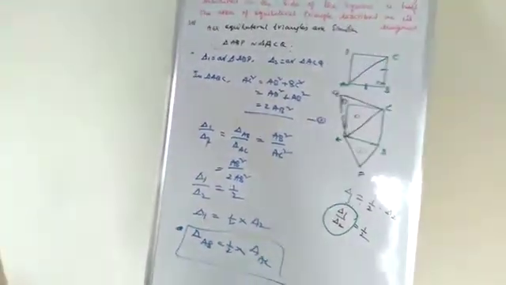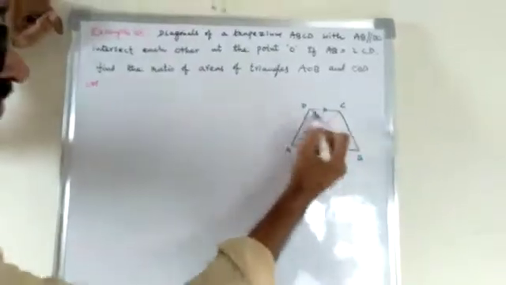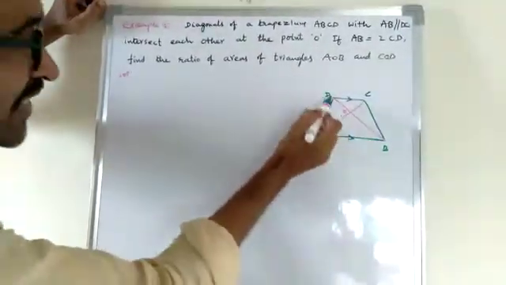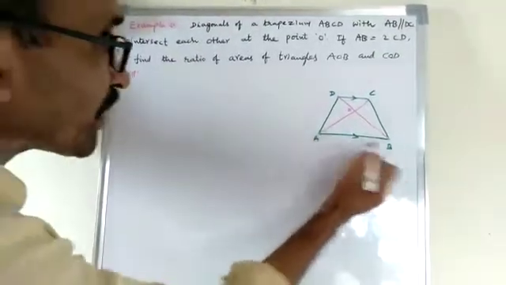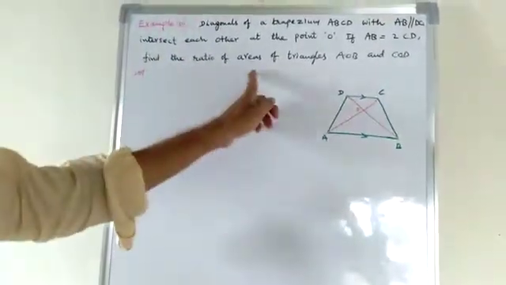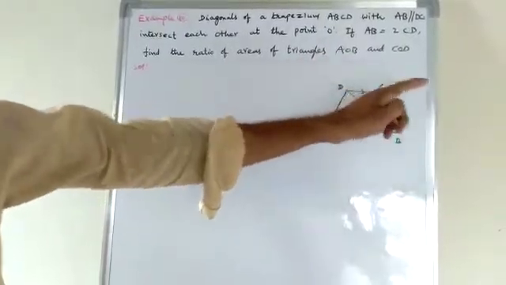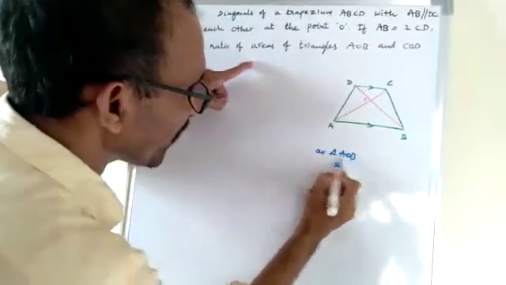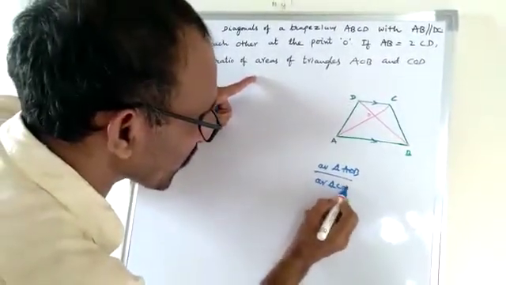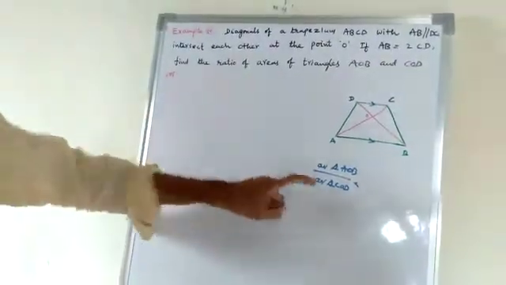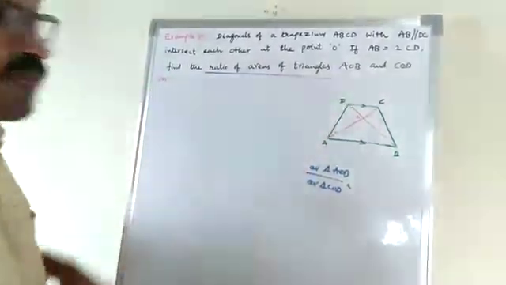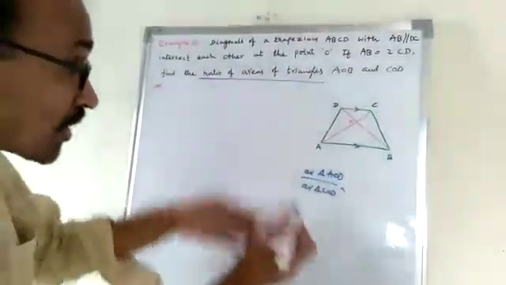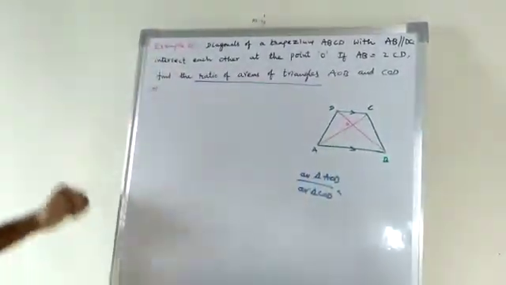The diagonals of a trapezium ABCD, AB parallel to DC, intersect each other at O. If AB is equal to 2CD, find the ratio of areas of triangles AOB and COD. What is asked? Area of triangle AOB by area of triangle COD. How do you find the ratio of areas of triangles? There is a rule if they are similar. So now we prove that AOB and COD are similar.